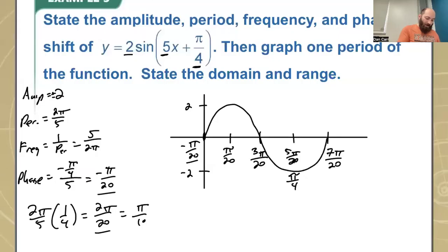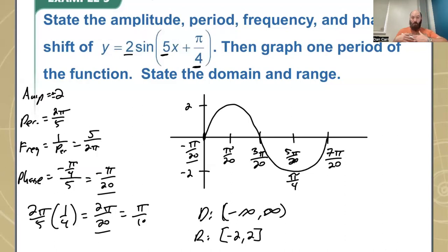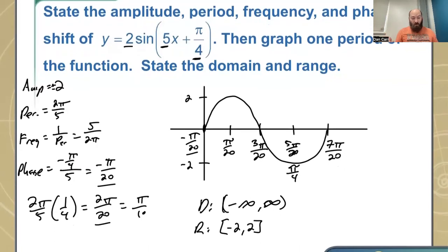For my domain and range, my domain will just be negative infinity to infinity. Unless there's a word problem, that should always be negative infinity to infinity, because officially the graph is going to go on in both directions. Range, however, is only going to span from -2 to 2. Our amplitude is basically telling us our range there. And that's it for this one.